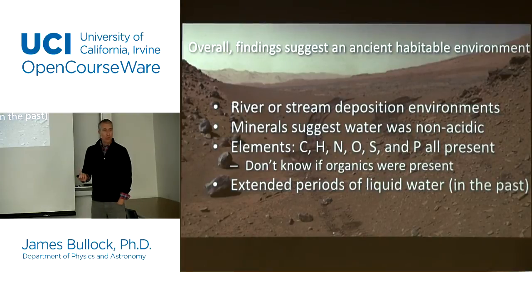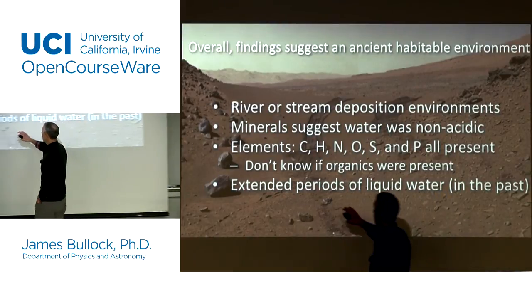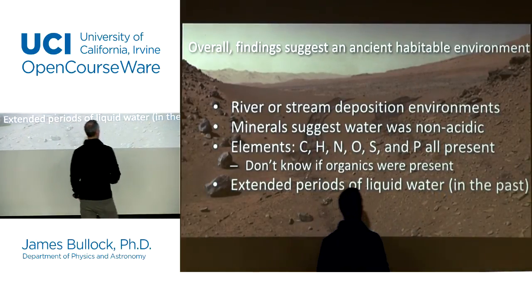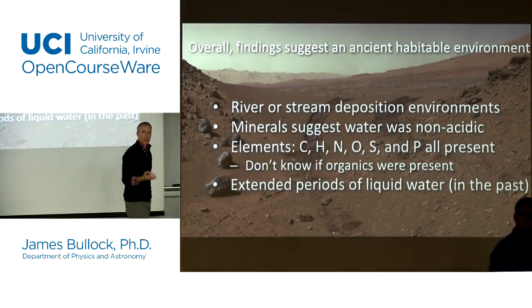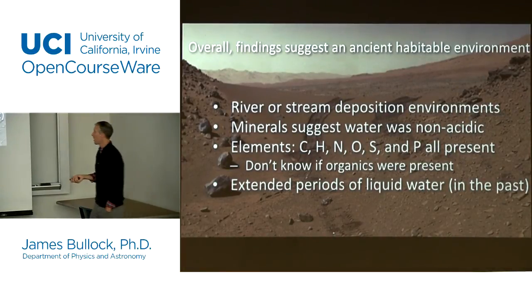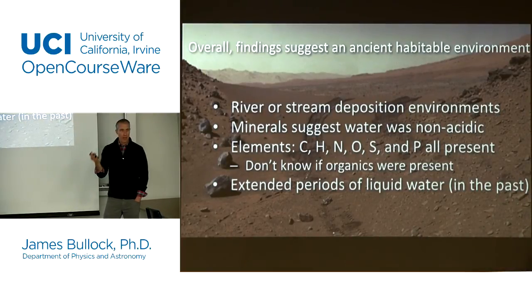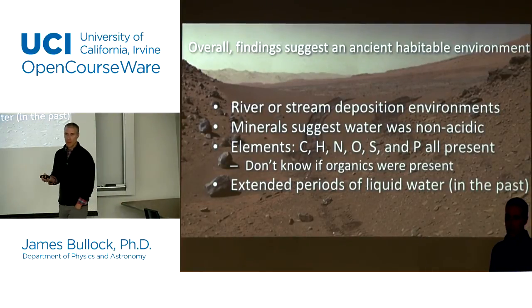If you study the mineral deposits in these flows, it looks like the water was non-acidic, so that's good. It wasn't highly acidic water. It looks like the CHON elements were there: carbon, hydrogen, nitrogen, oxygen, sulfur, and phosphorus were all present. These are the important elements for life, at least here on Earth. So at least those elements were there, and there were extended periods of time where you had water existing on the surface of Mars in the past.